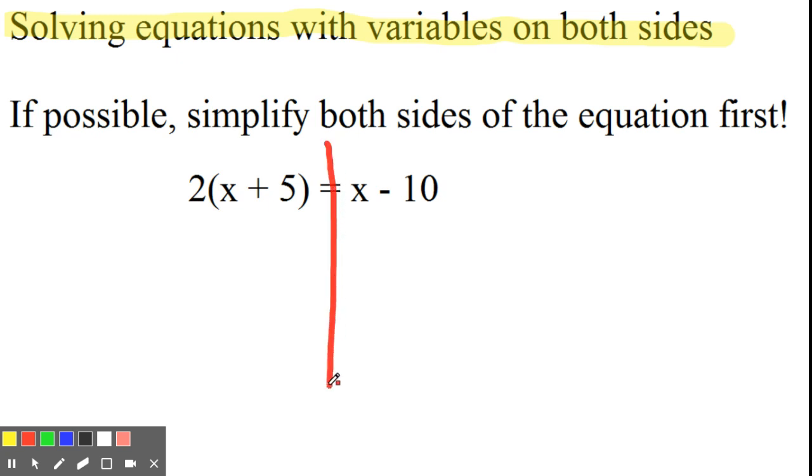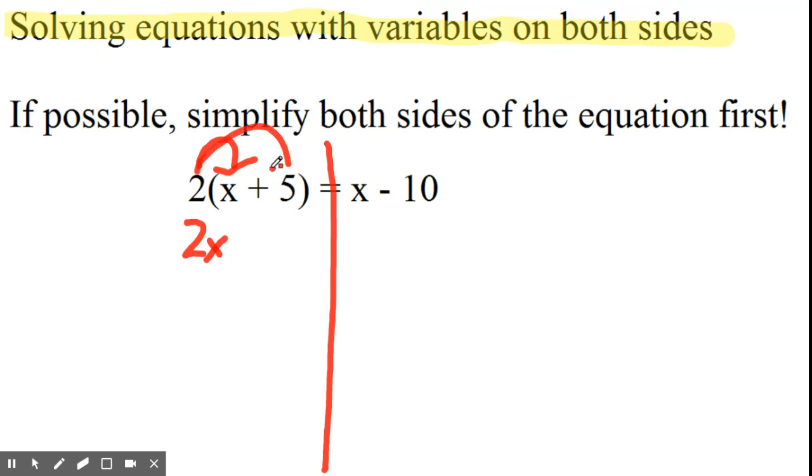Our first step, as always, we're going to draw our line through the equal sign. If you look on the left side of the equation, you'll see that we have parentheses. What we're going to do is cancel or get rid of the parentheses by doing our distributive property. To distribute, we're going to take the number on the outside of the parentheses and multiply it with everything on the inside of the parentheses. So 2 times x is going to give me 2x, and 2 times 5 is going to give me 10. There's nothing to simplify on the right side of the equation, so I'm just going to bring down the x minus 10.